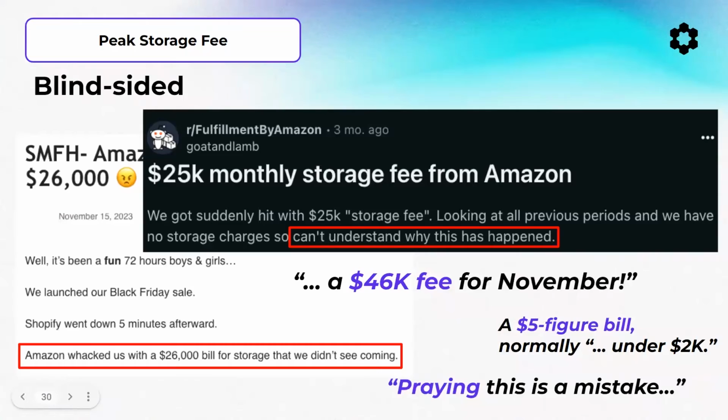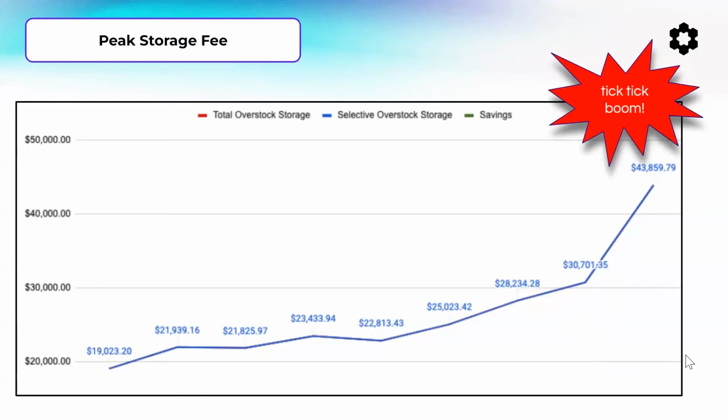And now, if you were selling in November, which I believe most of you probably were, you might recognize these types of posts going around. "Got whacked with $26,000 in storage that we didn't see coming. Can't understand why this is happening. $25,000, $46,000 fee. Praying this is a mistake." The thing to understand is these fees are forecastable. As we say, if we can forecast our sales and we know the fee policy, we can forecast for these. So that's what we should be doing.